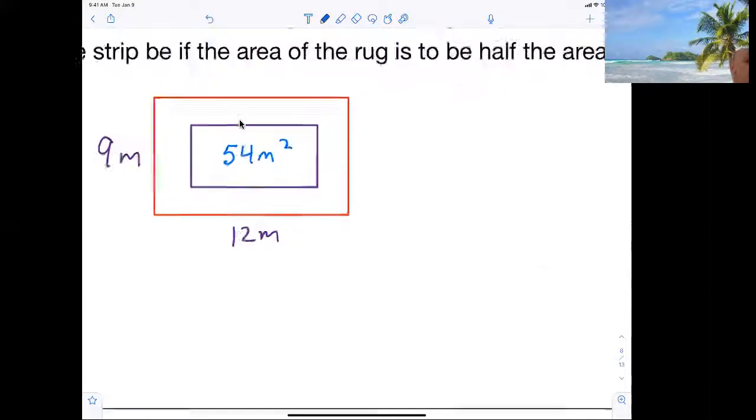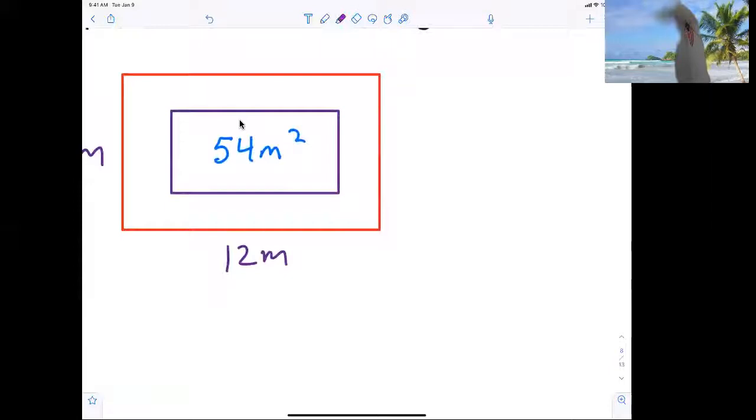Now, I'm going to blow this up a little bit, and I want someone to tell me what this length is from here to here. Lily, what's that length? You're right. What is it? Do we know? We have no clue what that is. So if we have no clue what that is, what can we call that? We can call that X. That's exactly right. So I'm going to call this X.